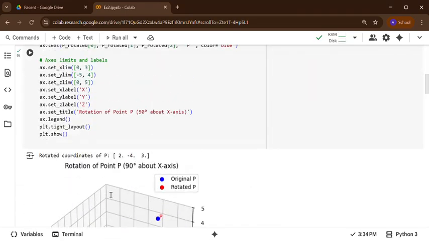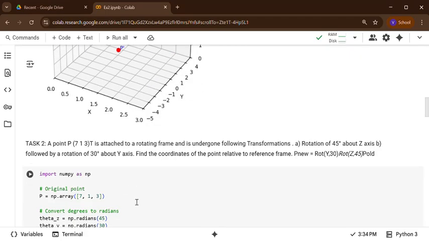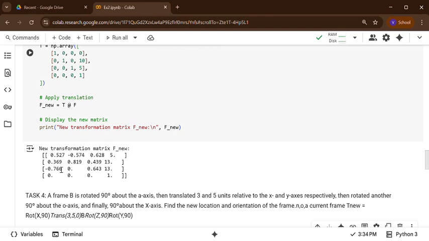So in today's class, we have seen various transformations. One is how a point has undergone transformation, and how a frame has undergone transformation. For all this, the concept is, first you have to define the matrix, then you have to write the equation which has post multiplication, pre multiplication. The logic is, if it is with respect to current frame, then you have to do post multiplication. If it is with respect to reference frame, it is pre multiplication.